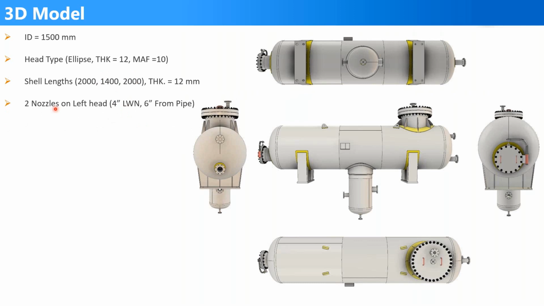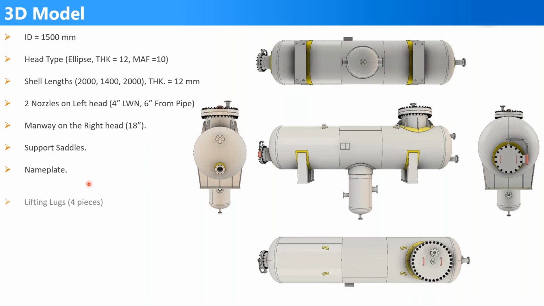We will add 2 nozzles on this head. One of them is 4 inches and the second pipe is 6 inches. We will also add an 18-inch manway on the right head.